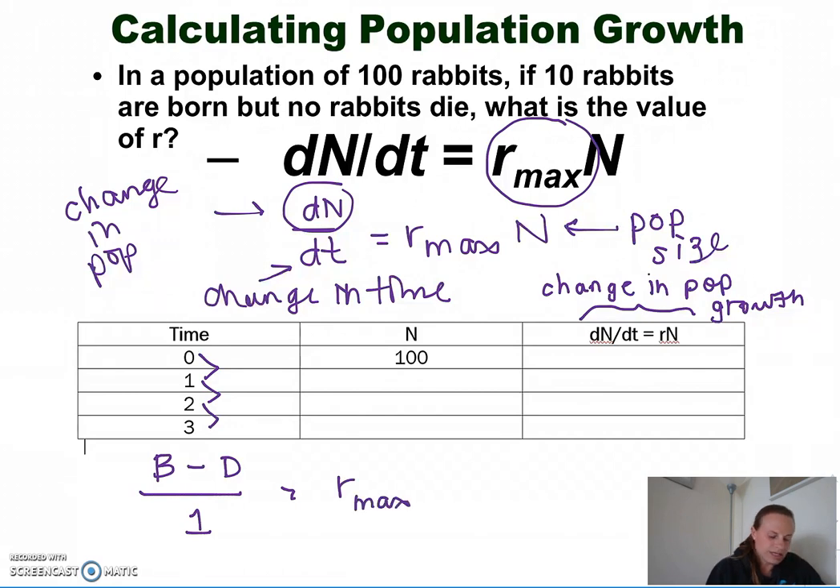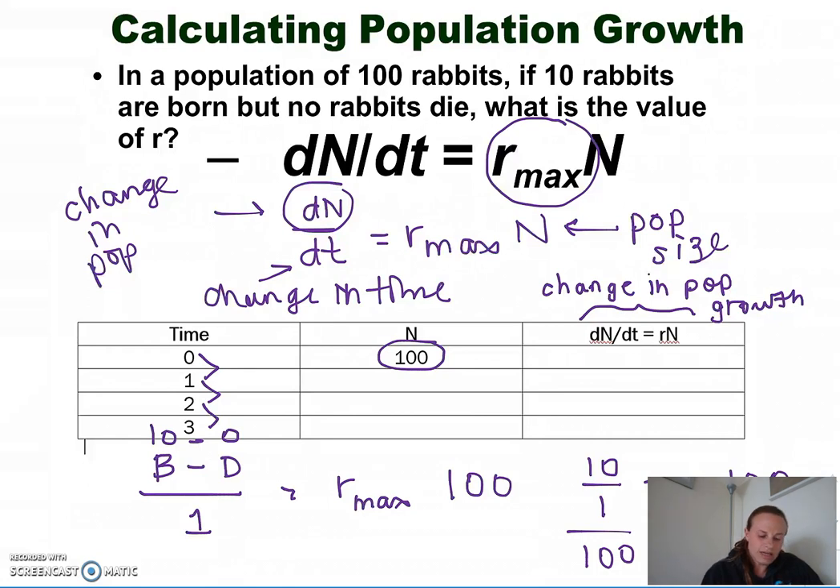And sometimes you'll see it written as r max, sometimes you'll see it written as just r. And our population size is 100, right? That's our N value. So if 10 rabbits are born and 0 rabbits die, that gives us 10 over 1 is equal to r times 100. So if I'm solving for r, I need to divide both sides by 100. So 10 divided by 100 is 0.1. So 0.1 is our r value. It's our rate of change.